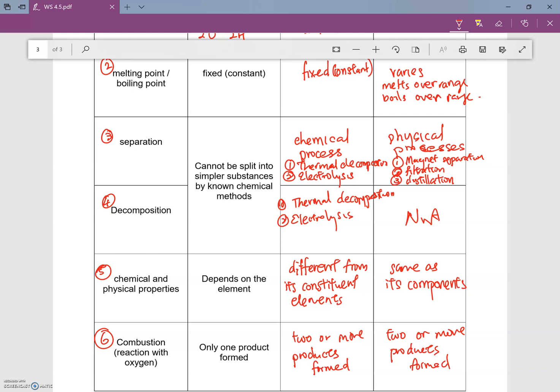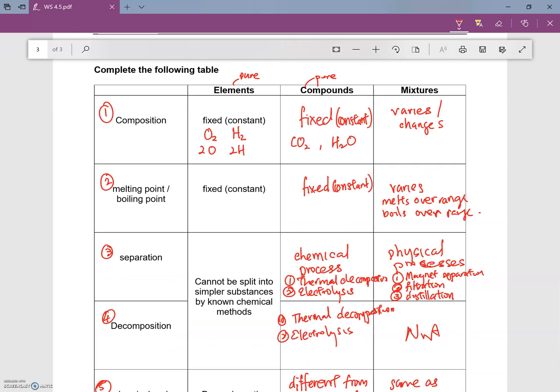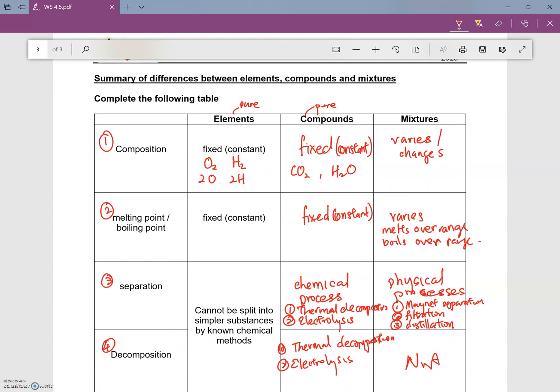So this is a summary for your worksheet 4.5 in terms of the differences between elements, compounds, and mixtures. Please put a star on this because this page is going to be very, very useful for your future worksheets. This will be a very good reference. That's all. Thank you, folks.